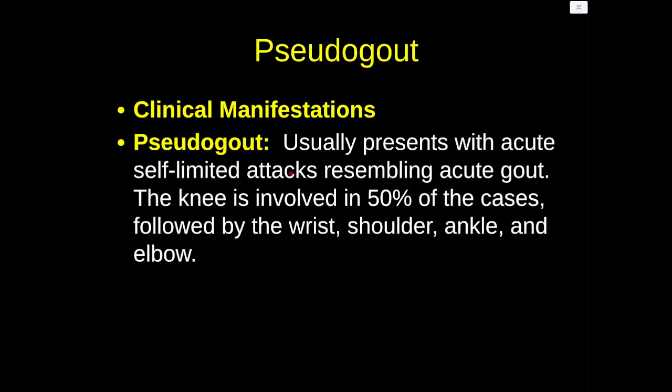What are the clinical manifestations? The first picture is pseudo gout. It resembles urate gout. It usually presents with acute, self-limited attacks resembling acute gout. The knee is the main joint involved, in 50% of the cases, followed by the wrist, shoulder, ankle, and elbow. You see here that the most often involved joints are middle or big joints: shoulder, ankle, elbow.